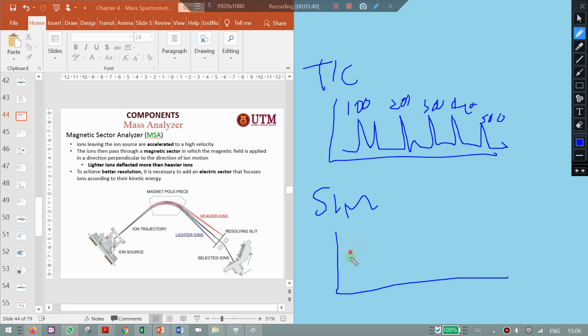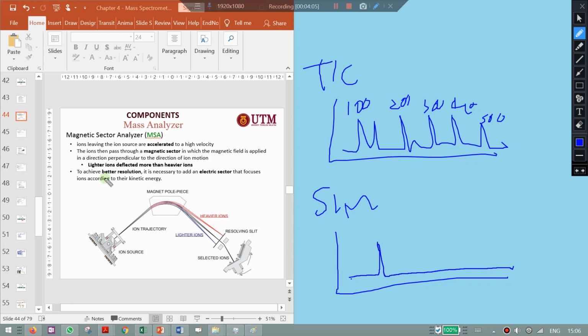So you punya sim, you will get a very clear chromatogram. Based on the chromatogram, you will get a very clear one compared to the others. Only the compound with that particular mass to charge ratio will show its peak. Other than that, you will not get any peak. So you can reduce the background noise.